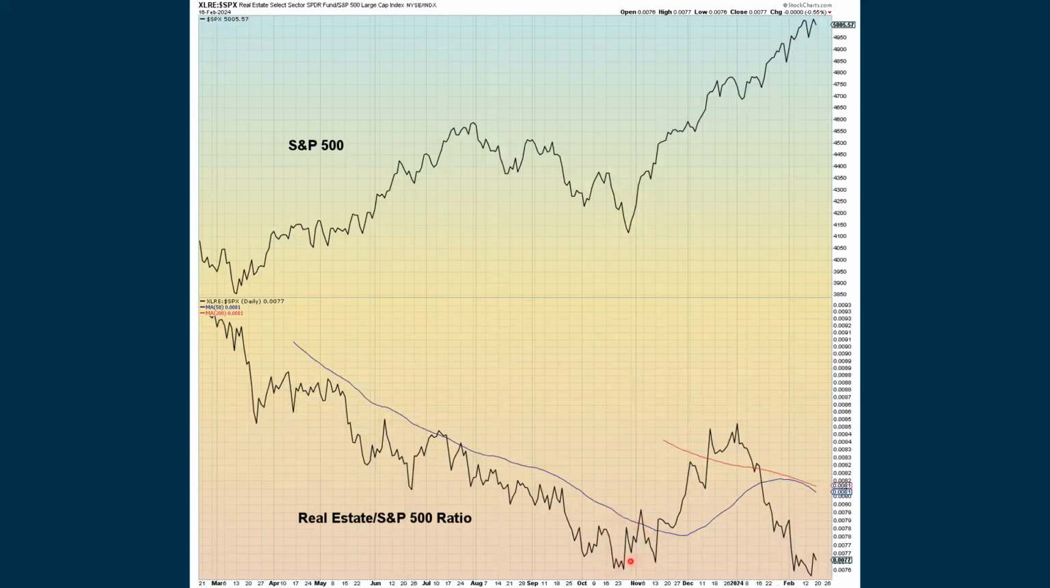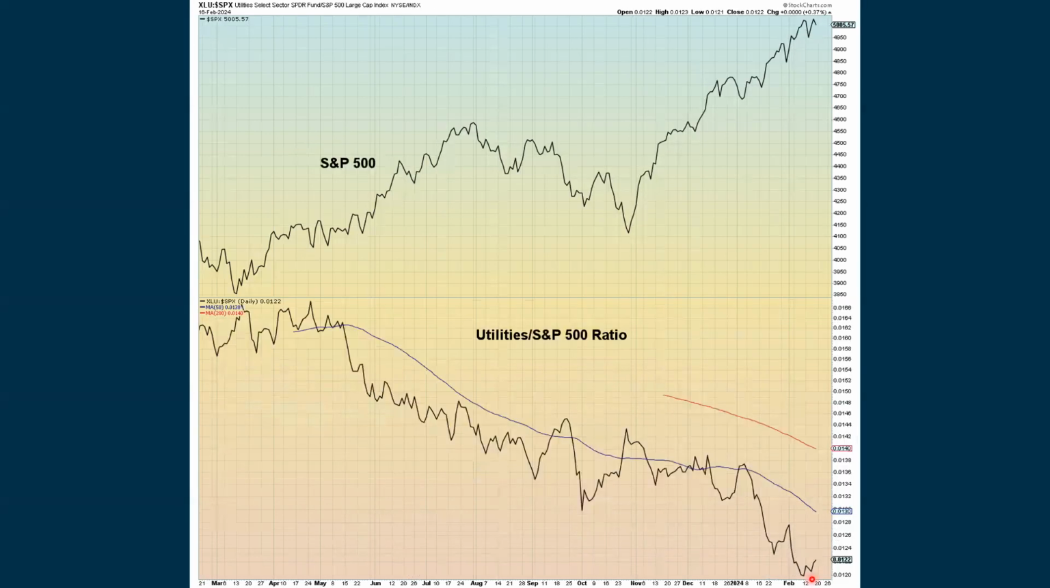When it looked like we were bottoming here and coming up, that's when interest rates look to be topping and starting to come down. Well, now that interest rates are going back up again, we're seeing this ratio going down.